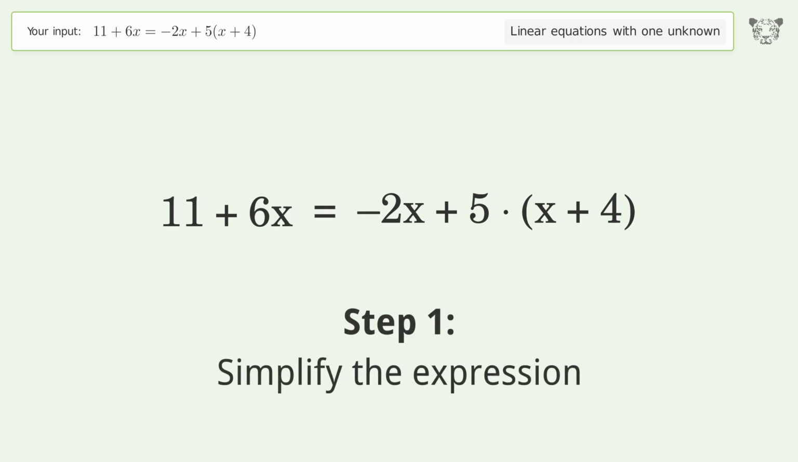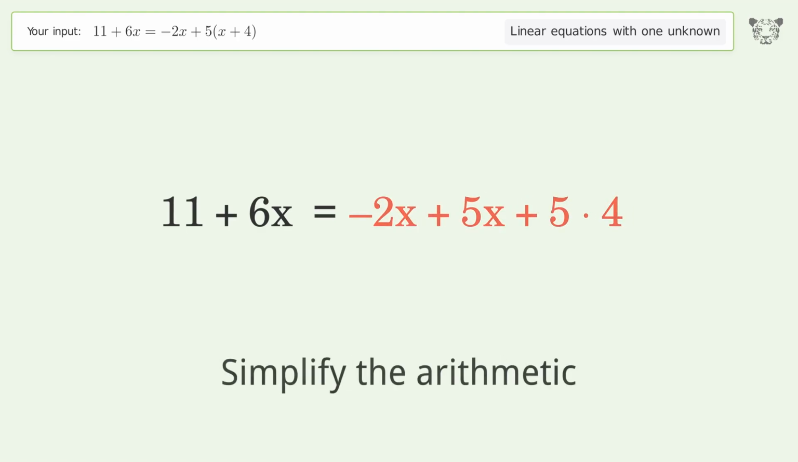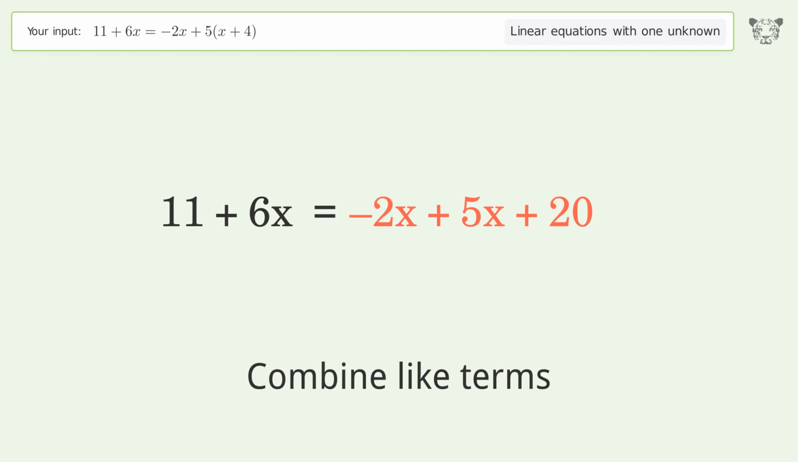Simplify the expression. Expand the parentheses. Simplify the arithmetic. Combine like terms.